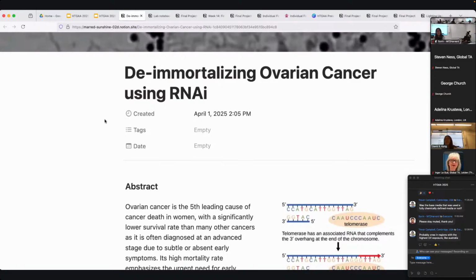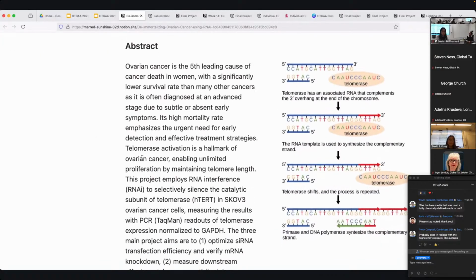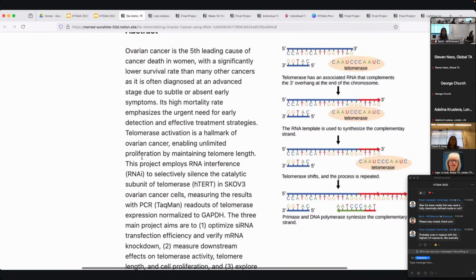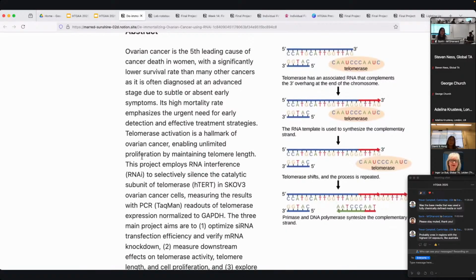Hi, everyone. My name is Yolanda, and I'm a first-year undergrad at MIT, majoring in CS and molecular biology. And my project is de-immortalizing ovarian cancer using RNA interference. To start off, ovarian cancer is one of the deadliest cancers for women, particularly because it's often diagnosed at a late stage and resistant to many standard treatments. So I wanted to explore a different strategy for combating this condition, because one of the hallmarks of ovarian cancer is increased telomerase activation.